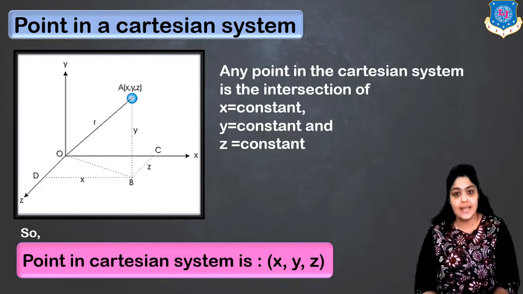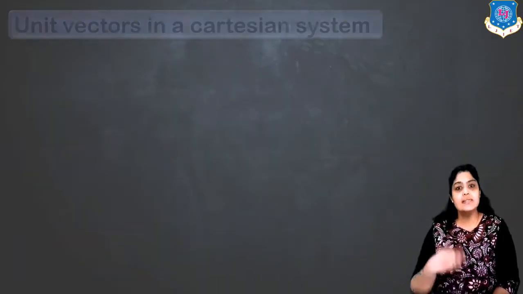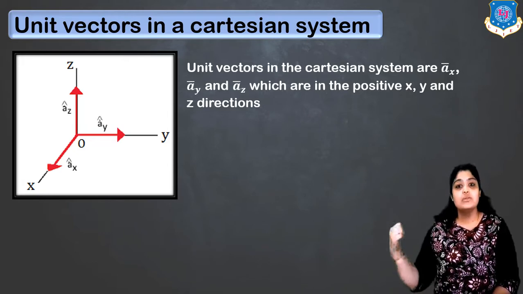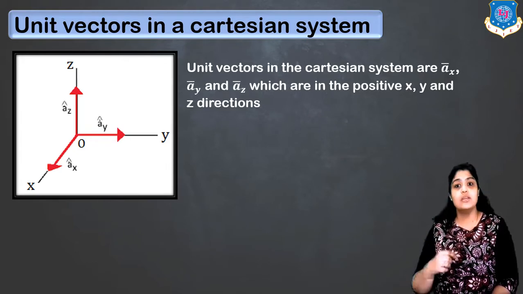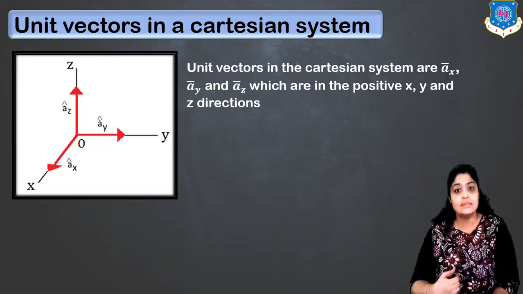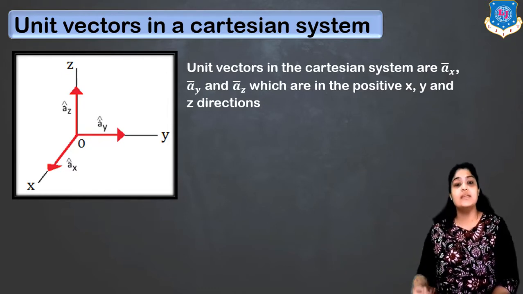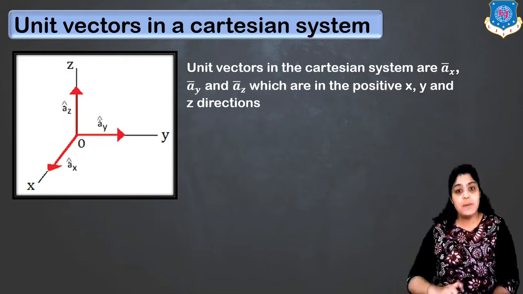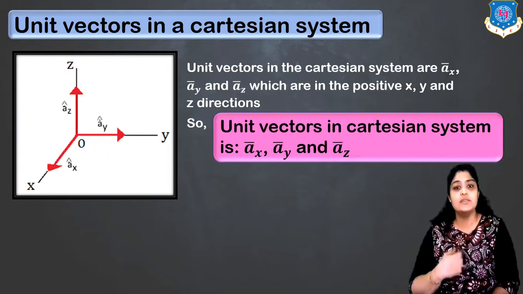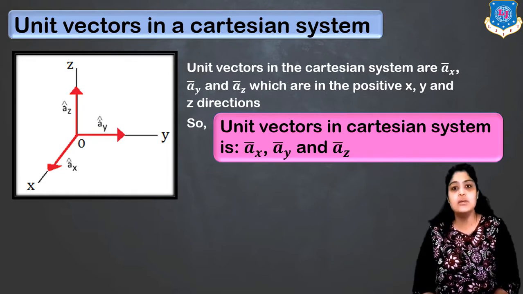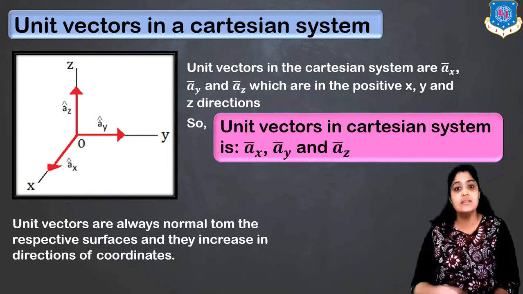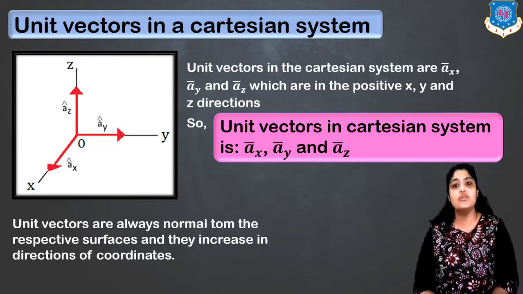Now let's see the next thing in the coordinate system, that is unit vectors, because we are dealing with the direction also. The unit vectors in Cartesian coordinate systems are with respect to the positive x, y and z axis respectively. So ax is with respect to positive x, ay is with respect to positive y, and az is with respect to positive z. So the unit vectors in the Cartesian coordinate system are ax, ay and az. These unit vectors are always normal or perpendicular to the respective surfaces as they increase in the direction of coordinates.